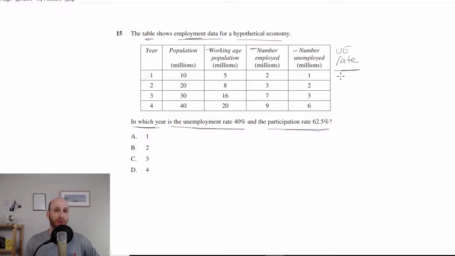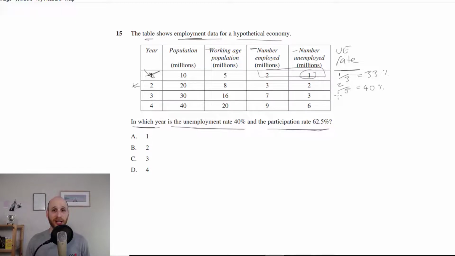and call this the unemployment rate. So for each of these, what I'm going to do is put the number of unemployed over the total labour force. So here this would be 1 on 3, right? Which obviously equals 33%. So 1 unemployed over 3 labour force. So year 1 is not in our consideration set because unemployment is not 40%. Year 2, so this will equal 2 over 5 equals 40%. So year 2 is a possibility.